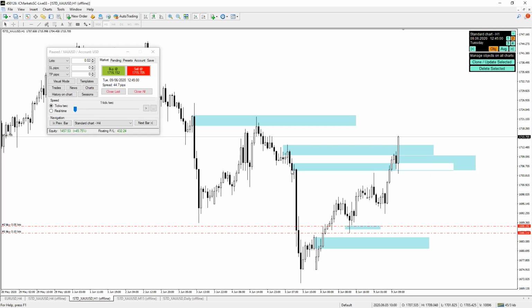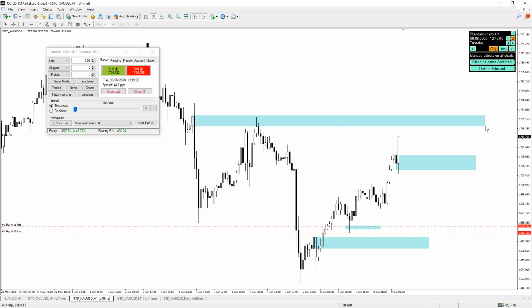So I can now take this out because currently we've already broken this zone here, and this zone. So this is our next target here. Not for entry really, but you can be looking for a turning point here for price to drop back, and then you can push the upside.